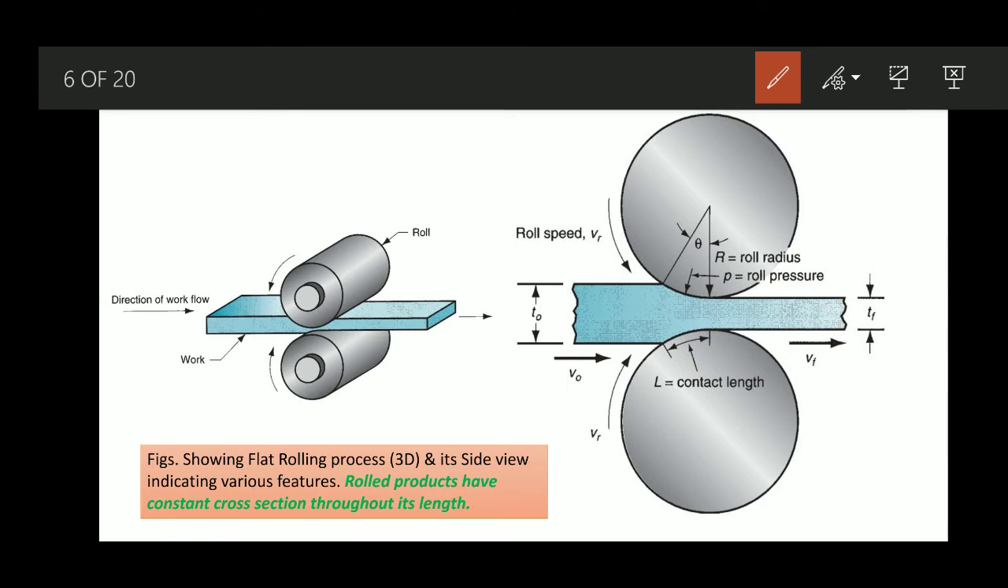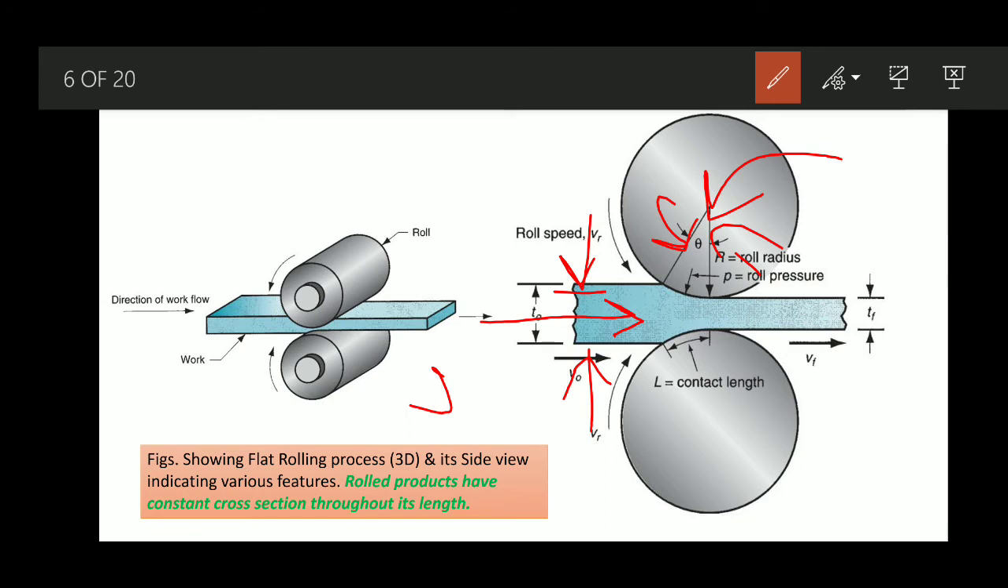Here you can see this angle is also known as the angle of bite. In terms of the draft achieved, that is the reduction achieved, we can also discuss it. The angle of bite gives us an indication about the reduction in thickness. You can see the initial work thickness is T naught, and it is moving in this direction with a particular velocity.